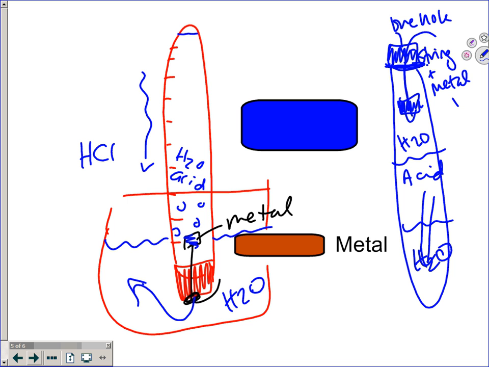So the gas is doing water displacement, right? This gas that forms up here. Okay, so this gas that's up here, what do we care about? What measurement do we need to take on that?